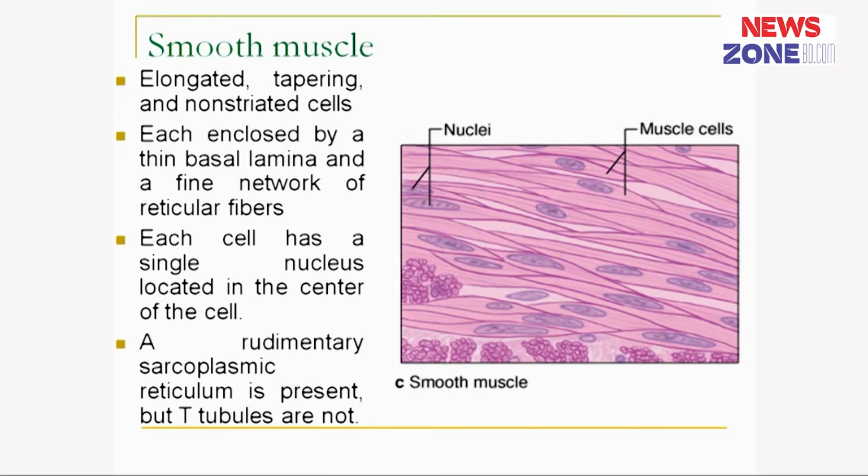Now, smooth muscle. These are elongated, tapering, non-striated cells, each enclosed by a thin basal lamina and a fine network of reticular fibers. Each cell has a single nucleus located in the center of the cell, and a rudimentary sarcoplasmic reticulum is present, but there are no T-tubules.